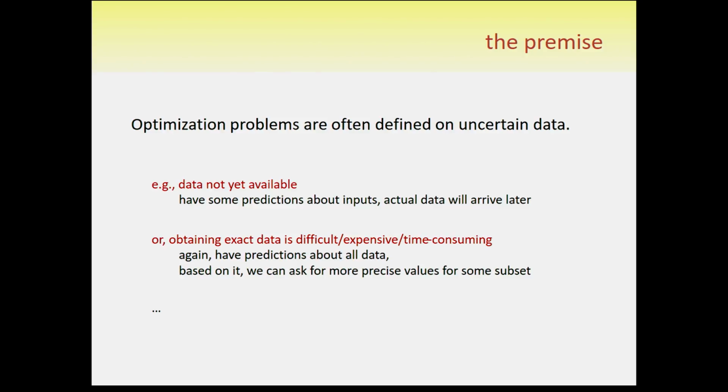Or actual data might not be possible to get. It's just difficult. It's time-consuming. We essentially have predictions, and we want to deal with it, right? And you can write down many other reasons why you want to look at optimization under uncertainty. So given that, what should we do?